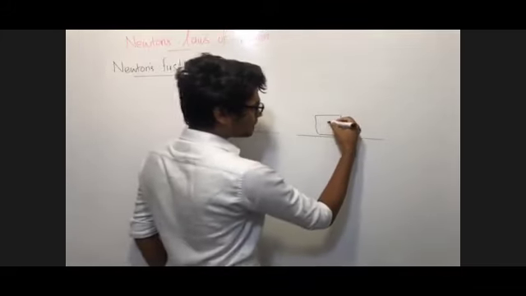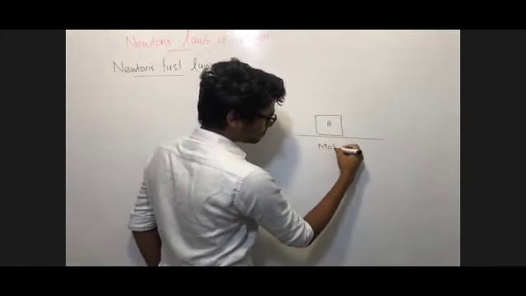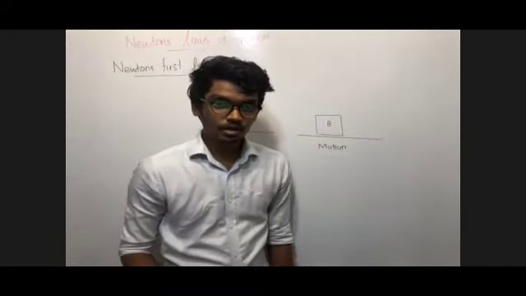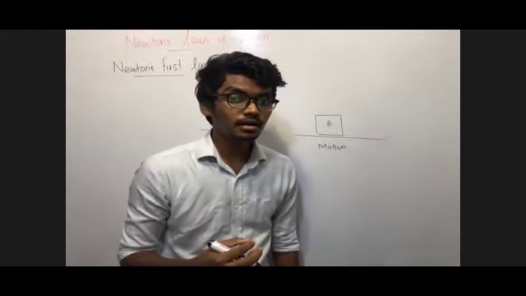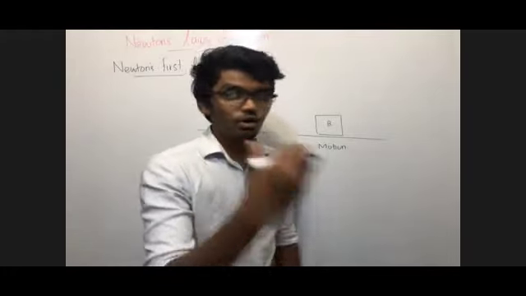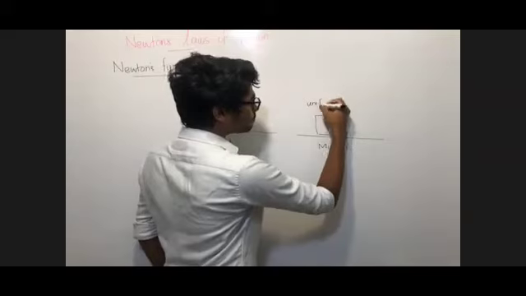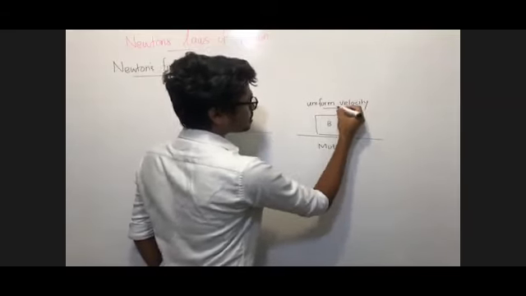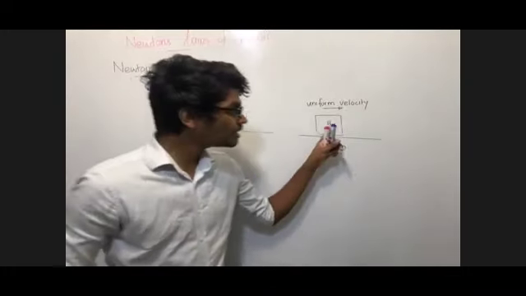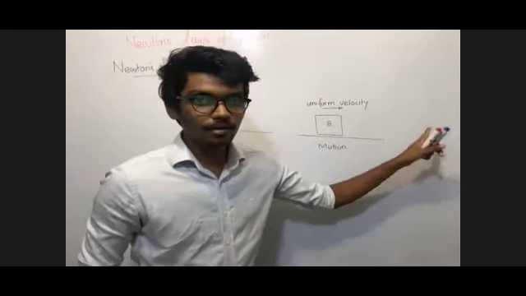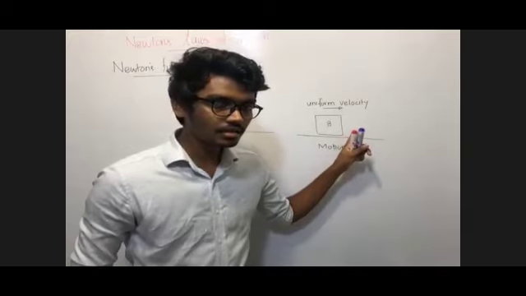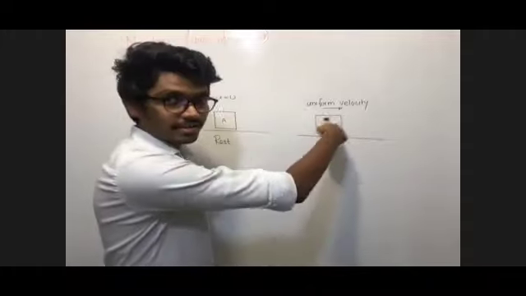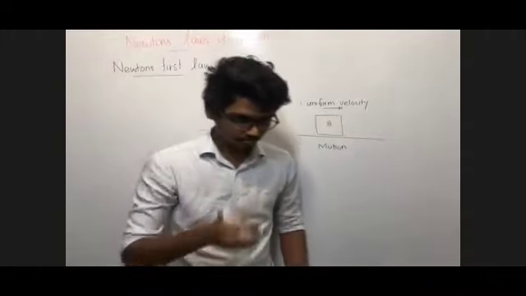Consider another object which is in motion, but object B should be in uniform motion. Let's assume it is in uniform velocity motion. If it is performing a uniform velocity motion, what is its acceleration? 0. It doesn't have an acceleration.